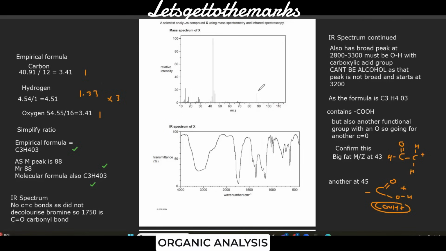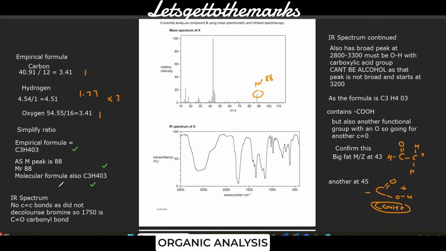We then looked over here and saw that the MR was 88, because the M peak was 88. From that, we deduced that 3 times 12 is 36, plus 4 for the hydrogens is 40, plus 3 times 16 for the O3 is 48. Actually, the mass of the empirical formula is equal to the MR, which tells us that the molecular formula is also C3H4O3. We want to show that. And then we start to check out the IR spectrum.